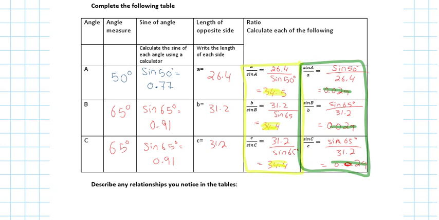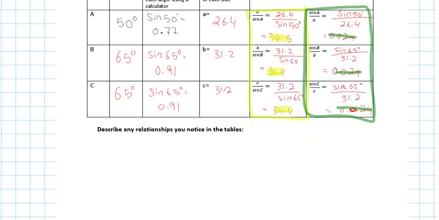So what this says is that when I take a side and divide it by the sine of its angle, it's going to equal side B over sine angle B. A over sine A is going to equal B over sine B. It's also going to equal C over sine C. This is always going to be the case.